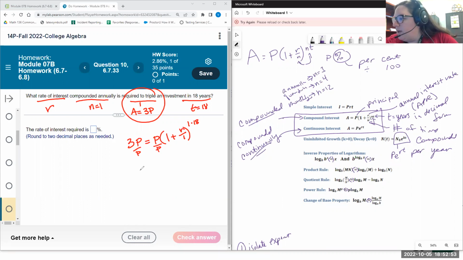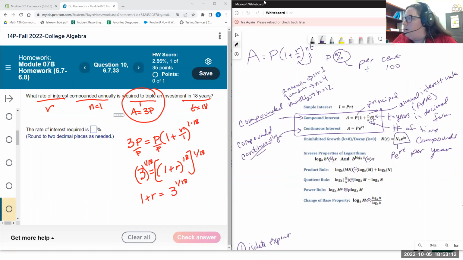Some way, but so I get 3 equals 1 plus R to the 18th power. To get to R, I need to undo the 18th power. So I'm going to take this to the 1/18th power on both sides. So 1 plus R equals 3 to the 1/18th power. So I can do that calculation.